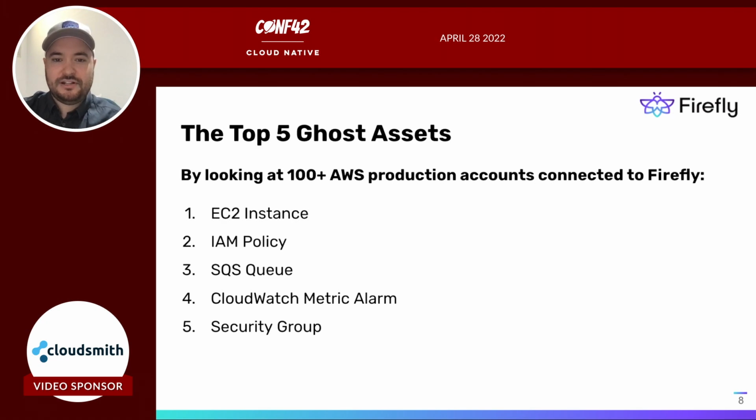CloudWatch metrics alarm, an alert configuration on a cloud metric such as CPU utilization for an EC2 instance, or volume write bytes for an EBS volume. And security group, which is basically a virtual firewall.